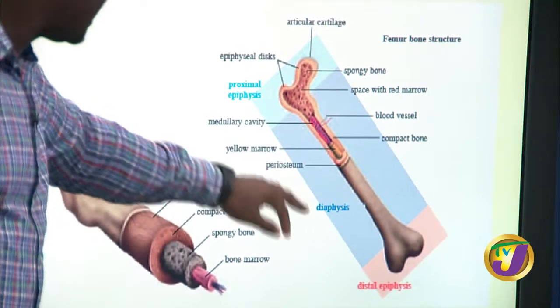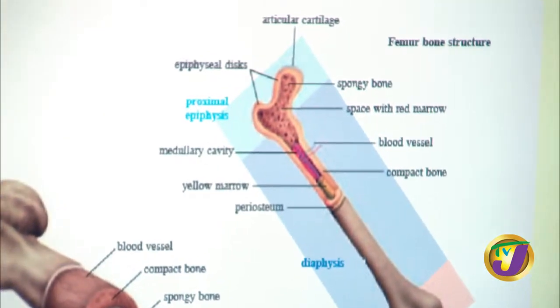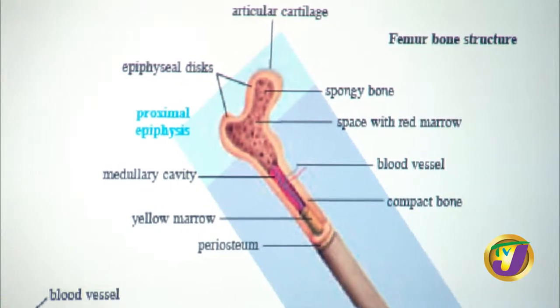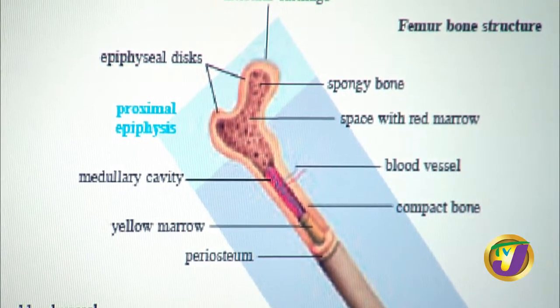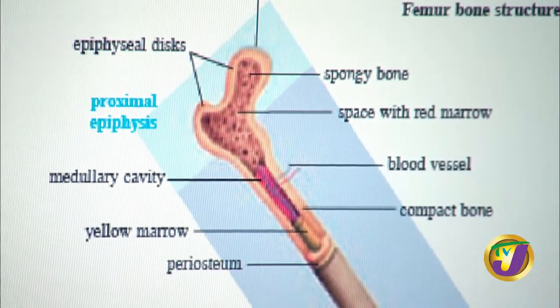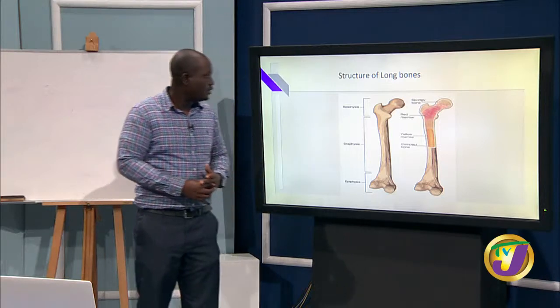And in the middle now, you have marrow. You have red and yellow marrow in the bone. The red marrow is for production of blood cells, and the yellow marrow is for storage of fats. All right, so the same diagram is showing here, but just up close.